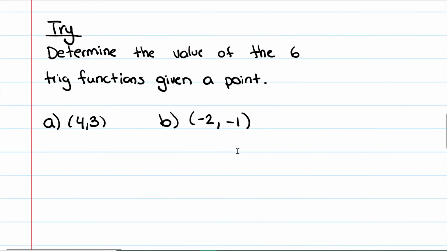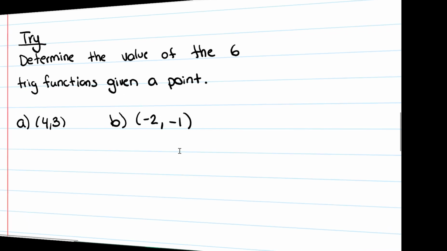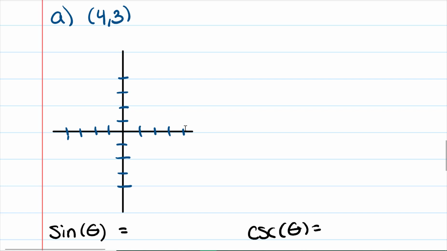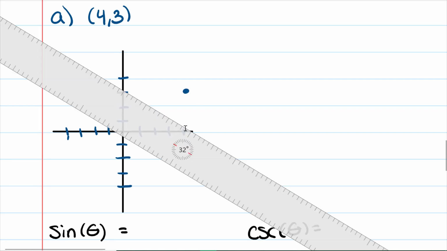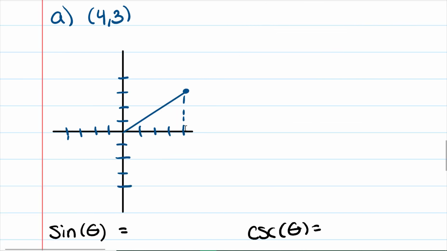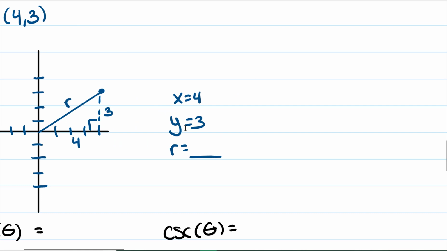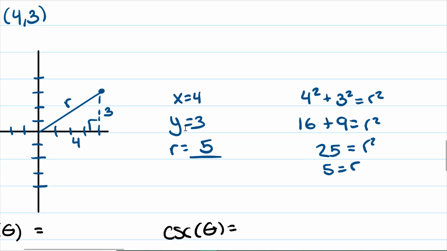So now on your own, I want you to try to determine the value of the 6 trig functions given a point. Okay, so what I like to do is get myself set up, and I'm just going to plot the point 4, 3, make a triangle, put my right angle in, and start labeling everything. So this is my x, so it's 4, this is my y, so it's 3, and this is r. So again, we just have to solve for r. So x is 4, y is 3, and r is not sure. Well, we got to use the Pythagorean theorem. So we get r is 5.